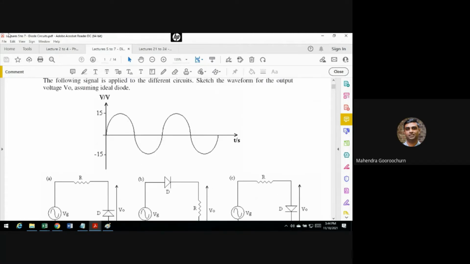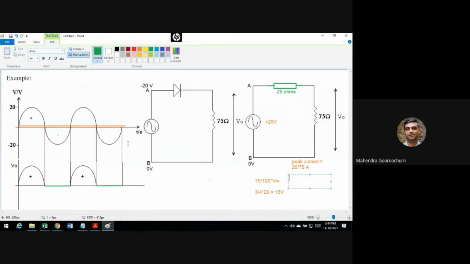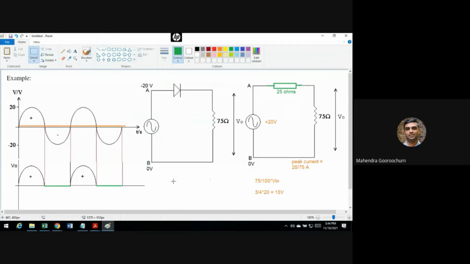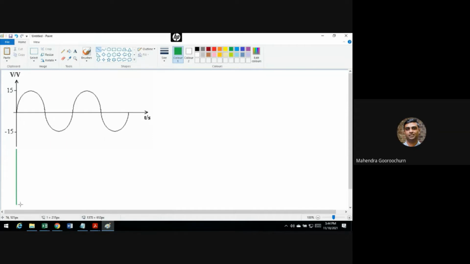I'm just going to first take this into Paint. Yep, so this is your input waveform. I'm just going to clear all this first. So that's your input waveform. Now, normally what I do, I would first draw your input waveform, and then below it, I'll be drawing the output. Just draw it here in green.